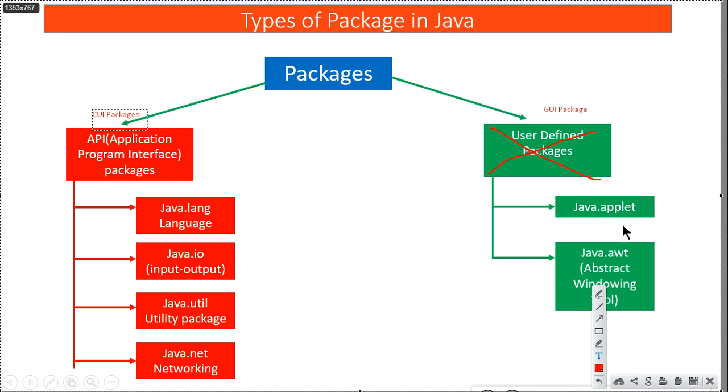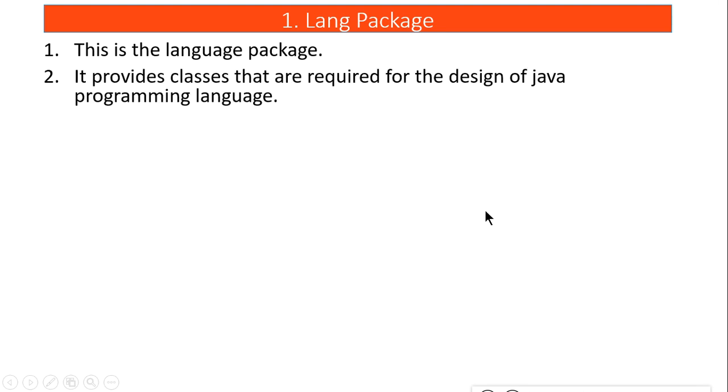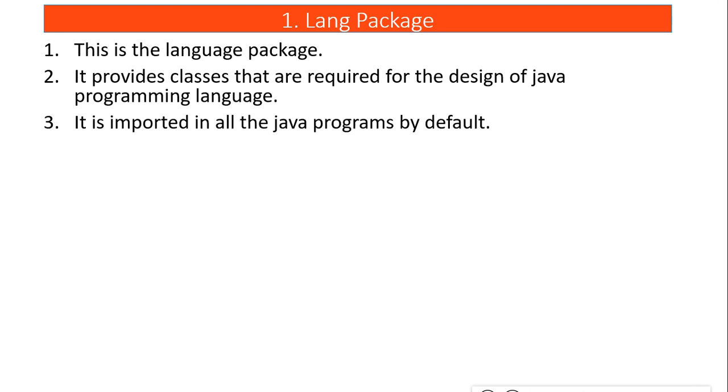In GUI packages you have Applet and AWT. Okay, so let's start with these packages. What is the lang package? The full name is the language package. To implement simple Java programs, you use the System class, the Scanner class, the String class. You use inbuilt keywords, data types and variables. These are all defined inside this lang package. And whenever you write a Java program, this package is imported in your program by default.